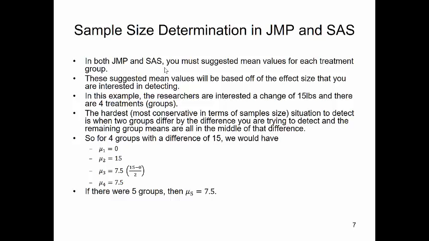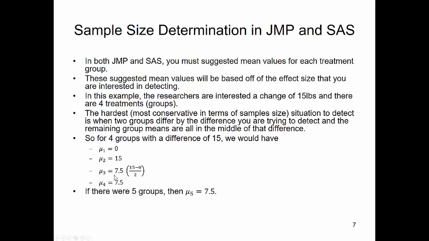So in this example, the researchers are interested in detecting a change of 15 pounds, and we know that there are 4 treatment groups. I will tell you that the hardest situation to detect is if 2 of the groups differ by the difference you want to detect, and the other groups are right in the middle. Okay, so there's no separation between the other groups. So for this, we could say that one group was 0, one group's 15. That's a difference of 15, right? And then the other 2 groups are right in the middle at 7.5.